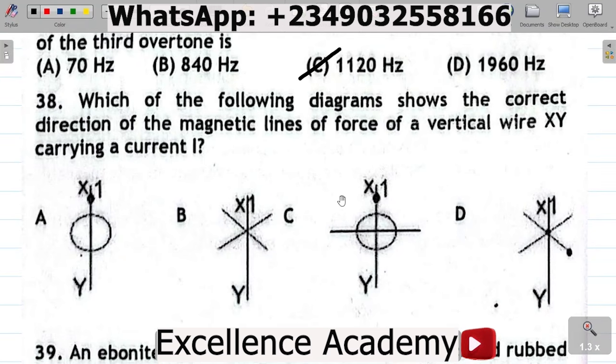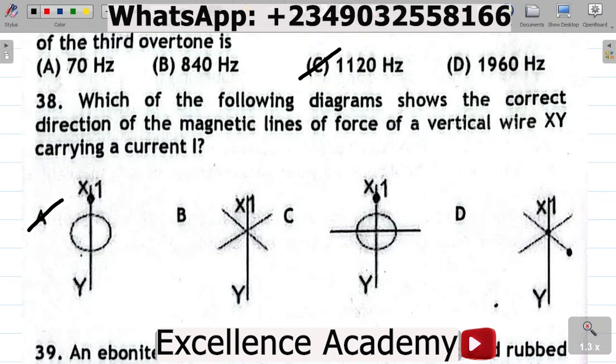All right. Next up, question number 38. 38 says, which of the following diagrams shows the correct direction of the magnetic line of force of a vertical wire XY carrying a current I? You have option A, option B, option C, and option D. So which of these is the correct answer? For this question here, the correct answer actually is A. This question here is under magnetic field and the magnetic lines of force.